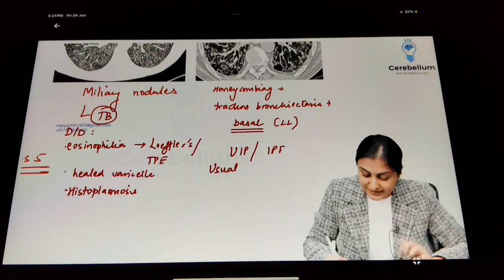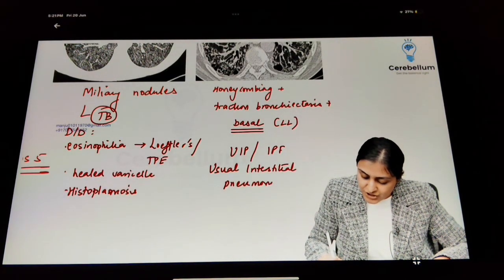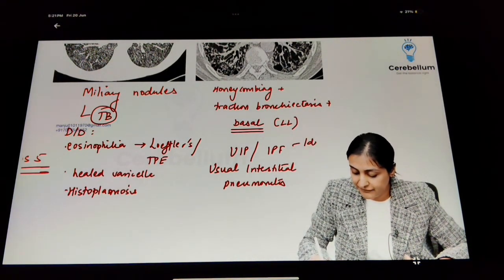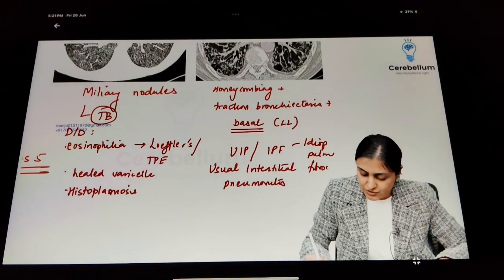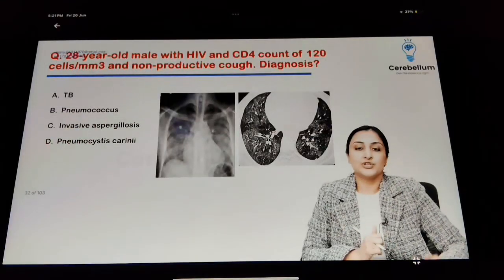UIP is the clinical radiological diagnosis, usual interstitial pneumonitis. The pathological counterpart of the same, both are synonymous, is IPF, meaning idiopathic pulmonary fibrosis. So just remember the short forms, UIP or IPF. The hallmark is honeycombing, right? Going on to the last HRCT that we need to know.